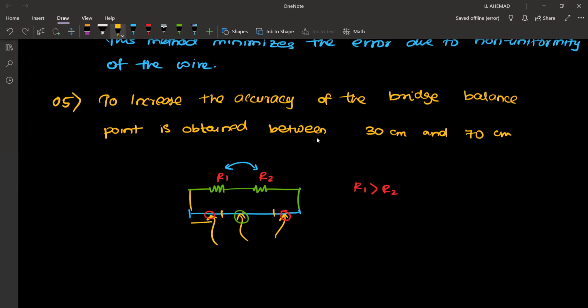That is why we say it's better to take the reading between 30 and 70 centimeter. So the reading will lie between them. If it is not, then in the resistance box, we can change the value. So the reading will be somewhere in between these two. Is the idea clear?